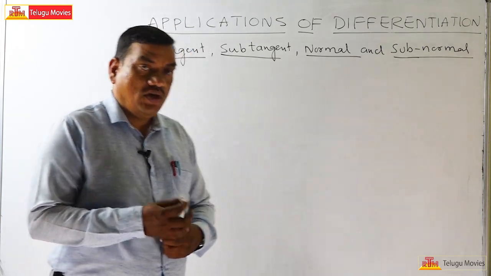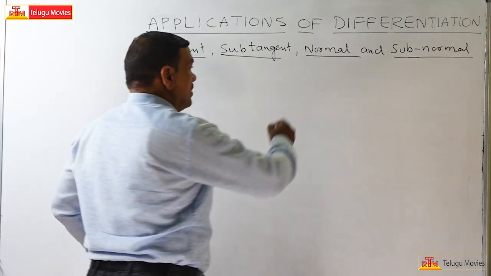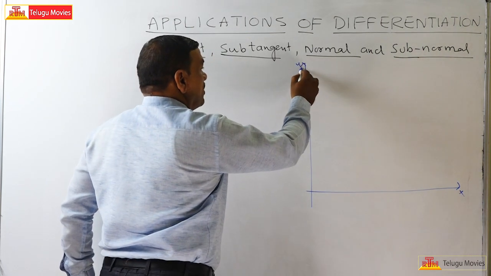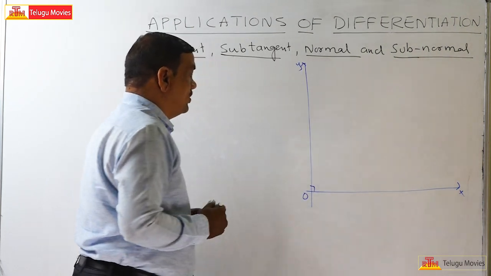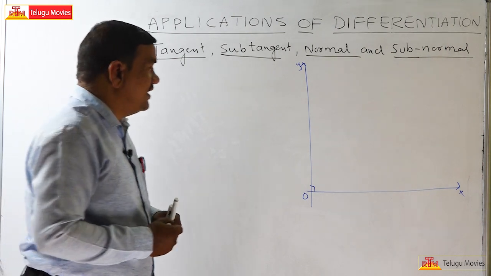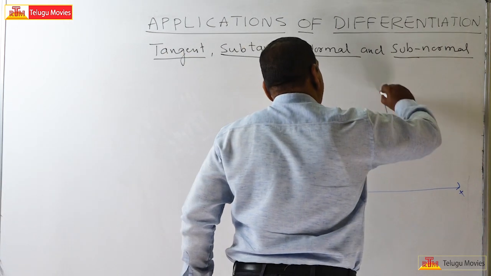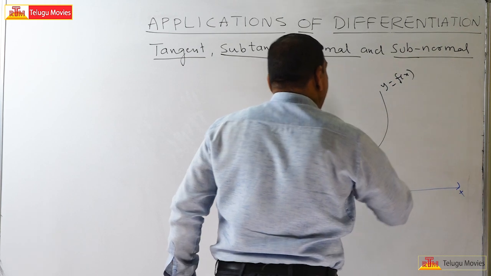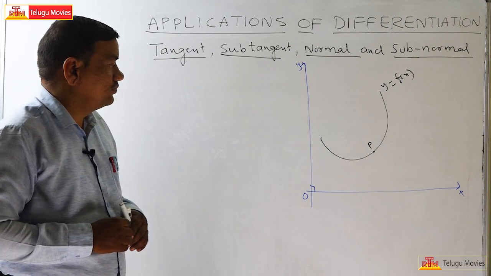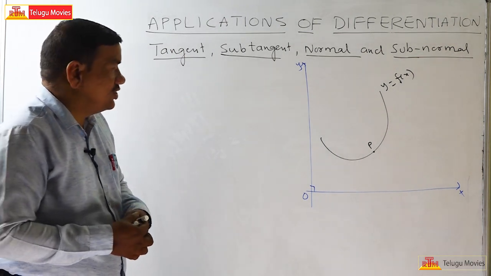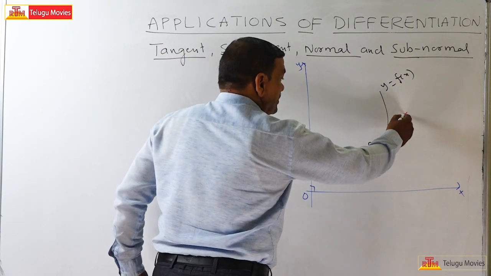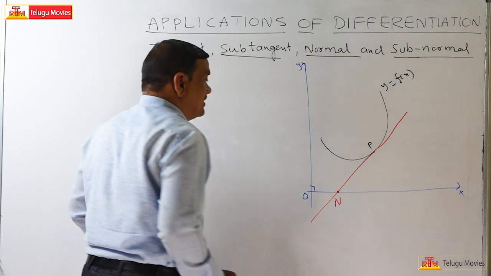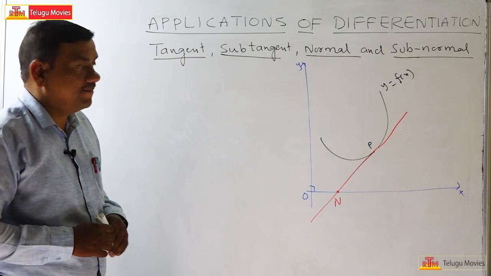Okay now, let us see the diagram first of all. So this is the x-axis, this is the y-axis and this is the origin. Let us consider a curve, y is equal to f of x. Let P be a point on the curve. At P, let us draw a tangent. Let this tangent intersect the x-axis at N, PN.